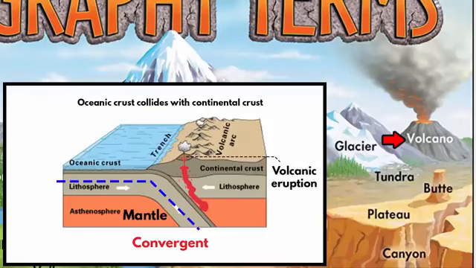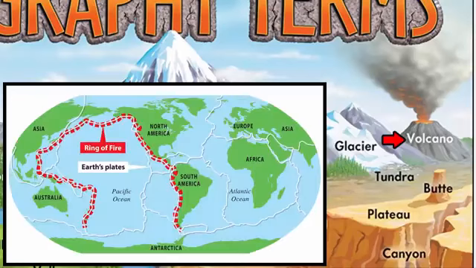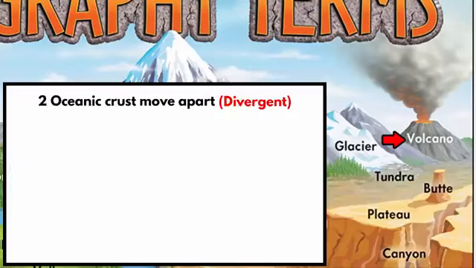A good example is the Ring of Fire in the Pacific Ocean. The Ring of Fire is a ring of volcanoes around the Pacific Ocean that result from the collision of oceanic plates with lighter continental plates. Now coming to the second scenario, when two tectonic plates move apart from each other.